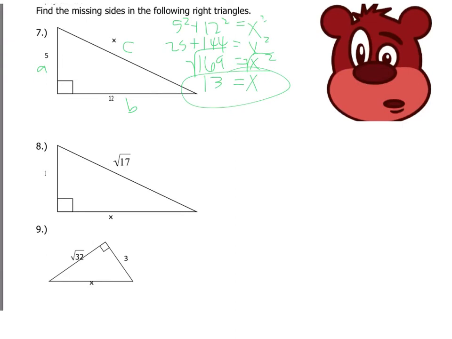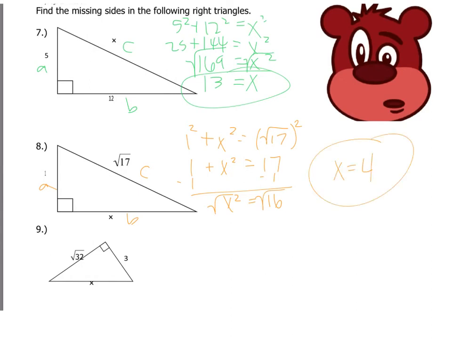Number 8. If this is A, and this is B, and this is C, because remember the longest side, the hypotenuse, has to be the C, then I have 1 squared plus X squared equals the square root of 17 squared. So 1 squared is 1 plus X squared equals 17, because remember when you square a square root, it cancels out. We're going to subtract 1 from each side. X squared equals 16, square root both sides, and X equals 4.